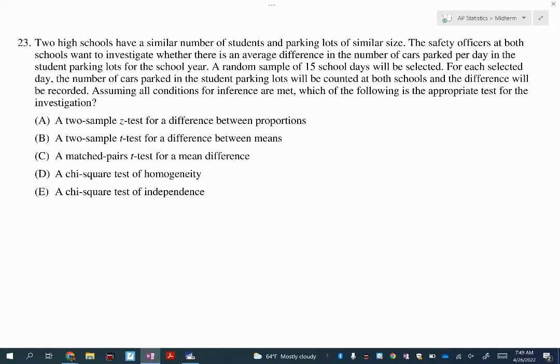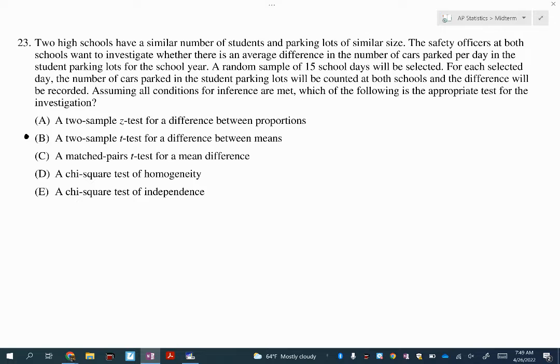23. I'll be honest, this one got me. I missed this one. I got this one wrong. It's okay. I thought it was B. It is wrong. Let's make sure we know why it's not B. It's E. Let me make sure why.